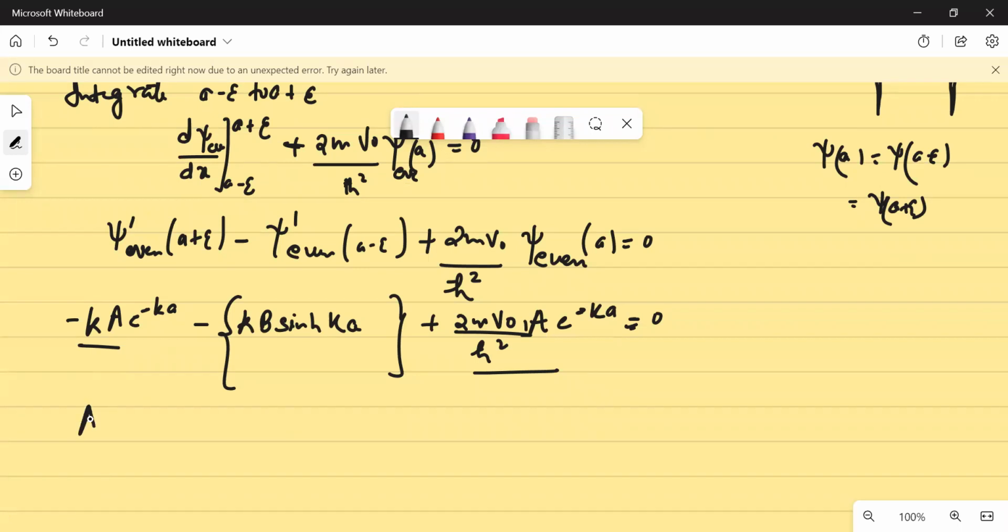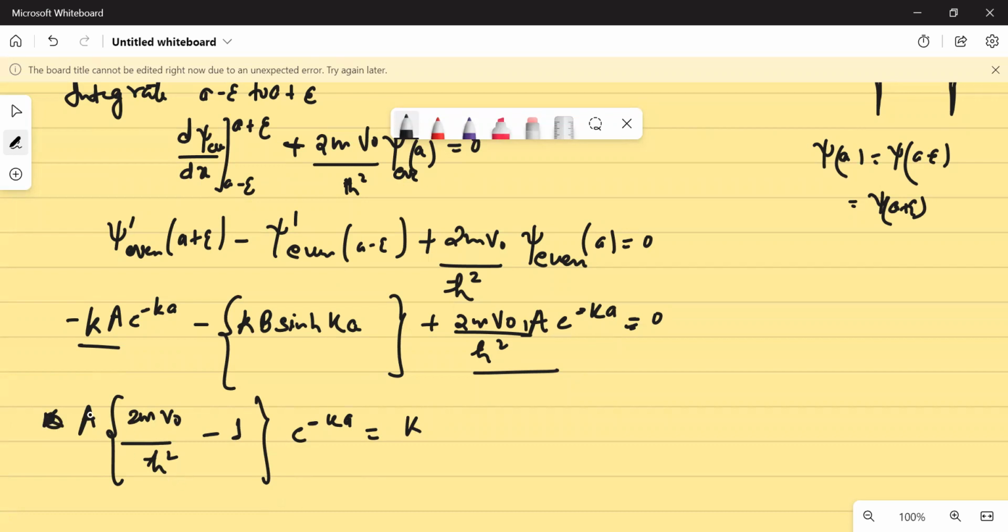So I will do it like this. A, this will become a constant, 2m V naught upon h cut squared minus 1 should come. And then I will take e to the power minus ka here. And it is equal to, take that side, that will become k. There was no k here. No k here.